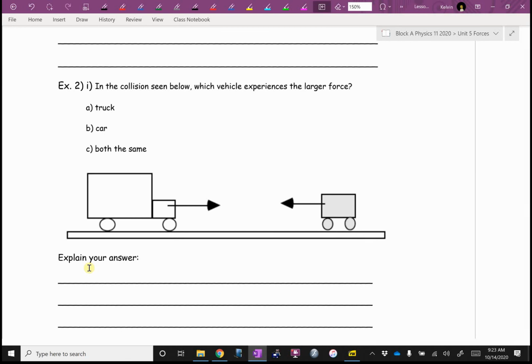Let's think about this. Who says obviously the truck experiences the larger force? The truck. No one. Huh. The car experiences a bigger force, Mr. Dewitt, because the truck has a bigger mass. Car gets smooshed. Was that a hand? Did you do a little? No? You just doing a little stretch? Who says both the same?